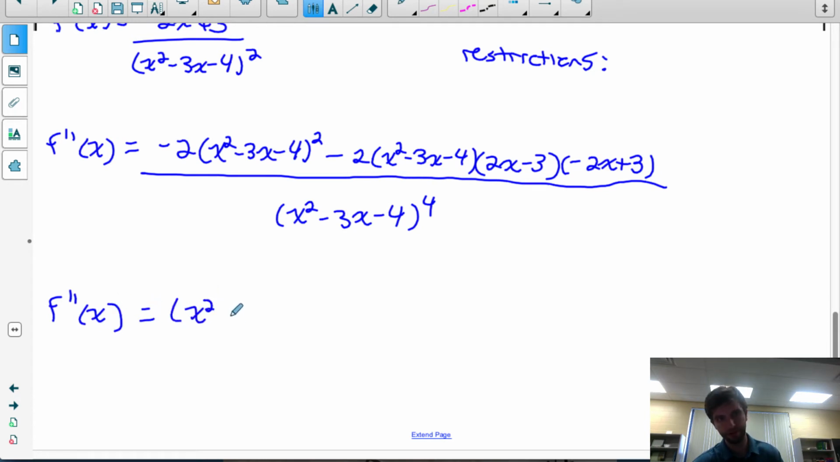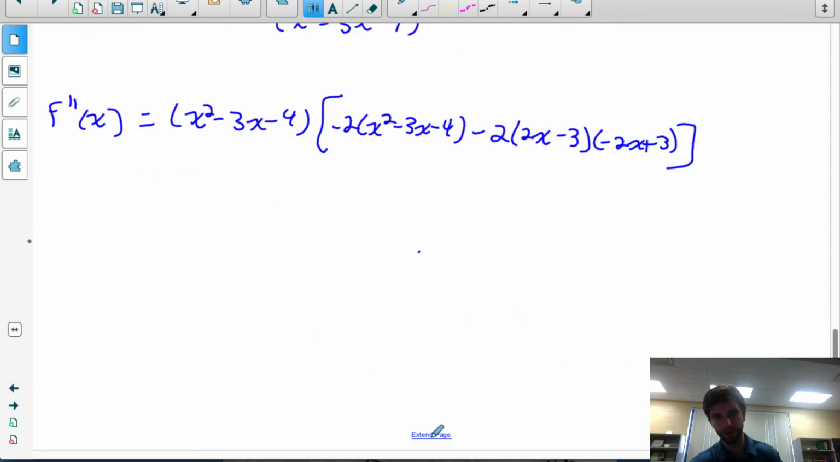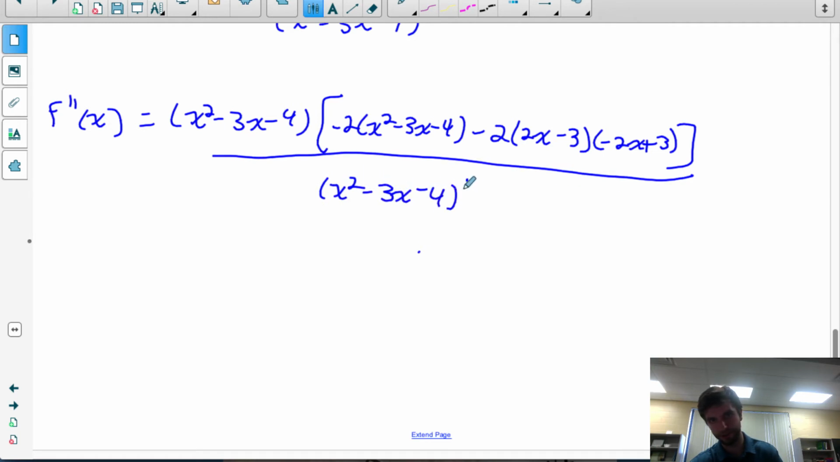So I'm going to take out an x squared minus 3x minus 4. And what I'm left with from the first term is just a negative 2 times x squared minus 3x minus 4. Right, one of those x squared minus 3x minus 4s is gone. And then the second term, I'm left with the negative 2, the 2x minus 3, and the negative 2x plus 3. And this is all over x squared minus 3x minus 4 to the 4. I did this because that will cancel with one of those. So we're left with 3 of them in the denominator.